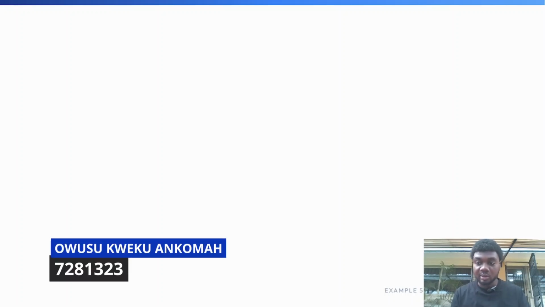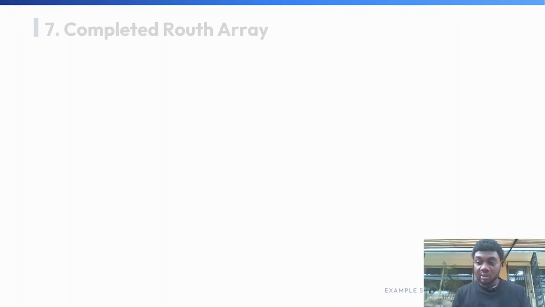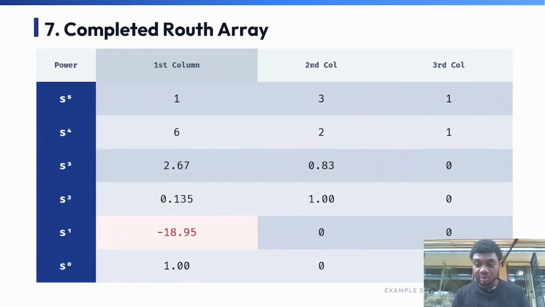On this slide, we can view the full Routh array in its entirely finished and polished state. When evaluating stability, engineers ignore the auxiliary columns and focus exclusively on the values populated in the first column. Reading down the column from the top to the bottom, our sequence of numbers is 1, 6, 2.67, 0.135, negative 18.95, and 1.